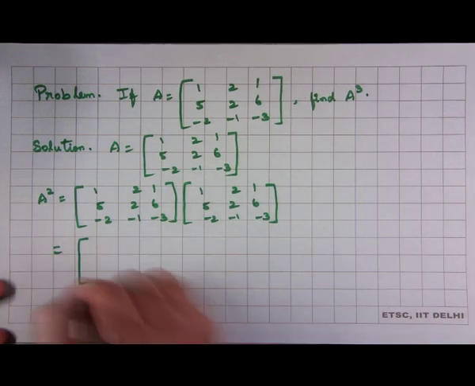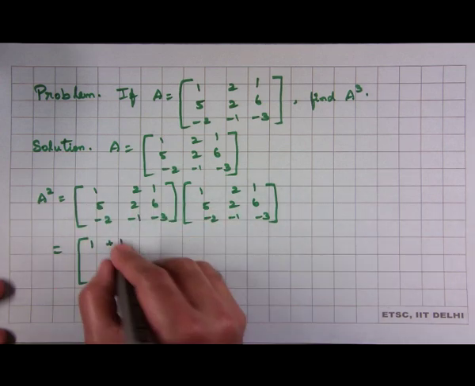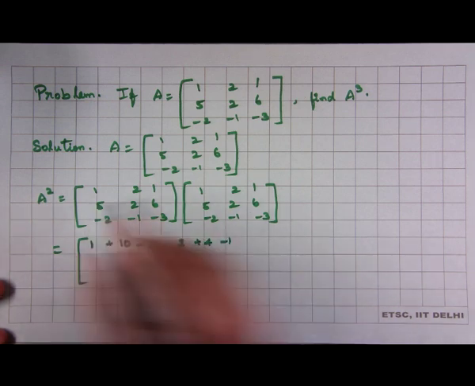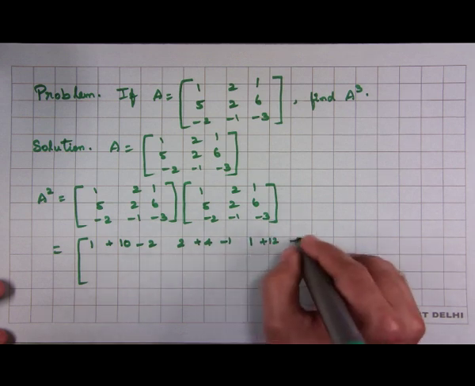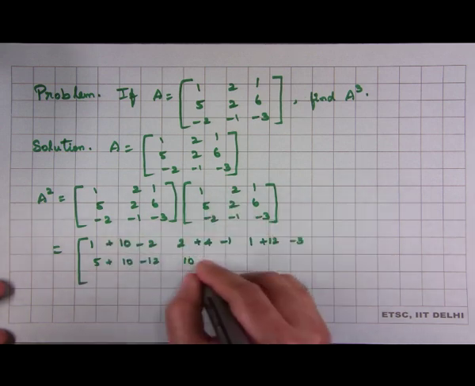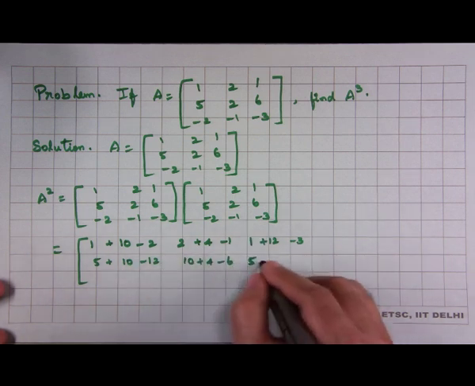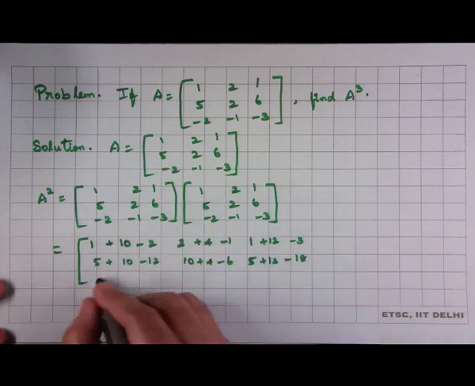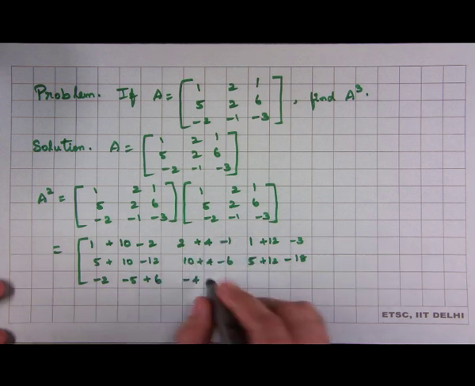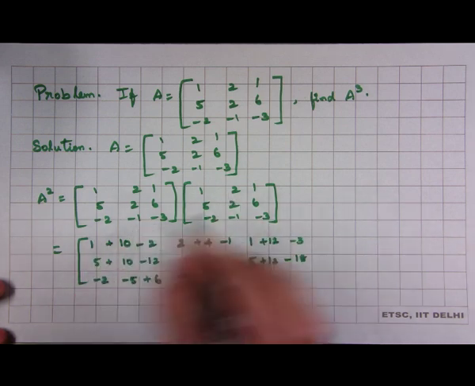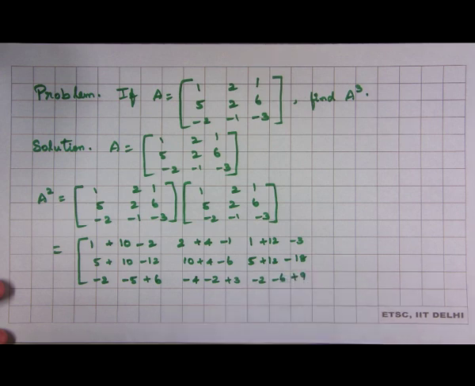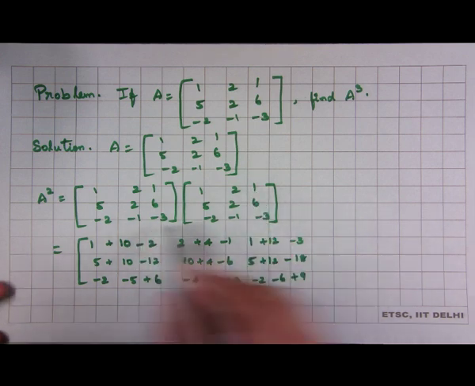which is equal to 1 into 1 plus 2 into 5, which is 10, plus minus 2, 2 plus 4 minus 1, 1 plus 12 minus 3, 5 plus 10 minus 12, 10 plus 4 minus 6, 5 plus 12 minus 18, minus 2 minus 5 plus 6, minus 4 minus 2 plus 3, minus 2 minus 6 plus 9.